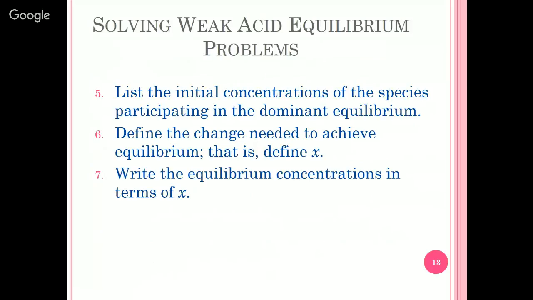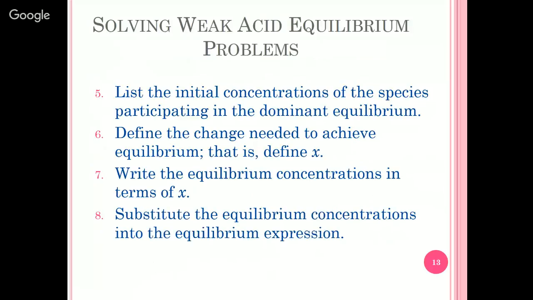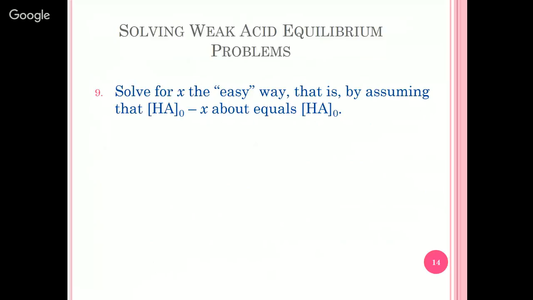So when we write our equilibrium concentrations in terms of X, it'll be initial concentration minus X for your weak acid, X for your hydronium ion, and X for your conjugate base. We'll substitute those equilibrium concentrations into the equilibrium expression, and then we'll solve for X the easy way. That is when we assume that your X here is basically 0, that our HA concentration is not going to change very much, because your Ka value tells you that this reaction lies on the reactant side. So we expect this to remain effectively constant.